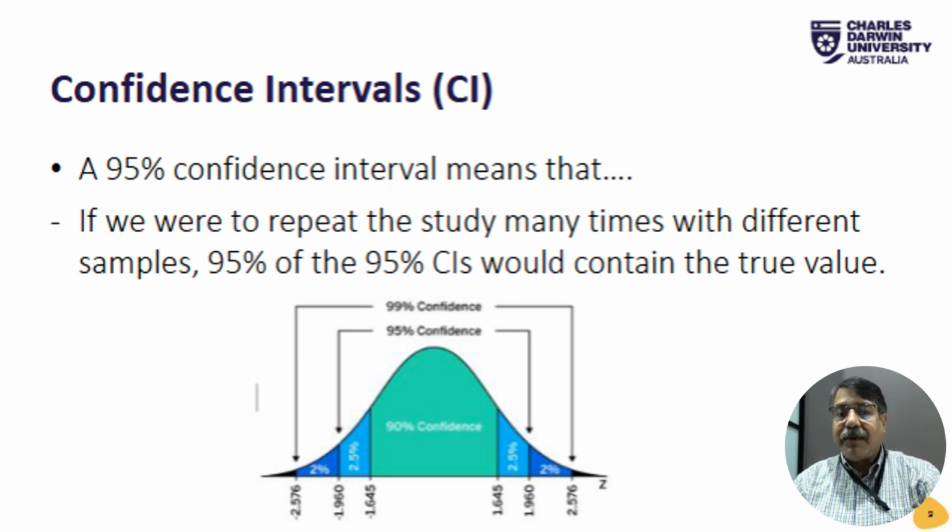Confidence intervals. Let's talk about what is generally used in medical research, the 95% confidence interval. A 95% confidence interval indicates how well we have estimated a population parameter. Narrower confidence intervals indicate greater accuracy. Practically, what it means is that if we were to repeat the study many times with different samples, 95% of the 95% CIs would contain the true value.